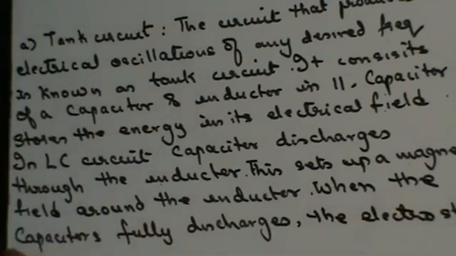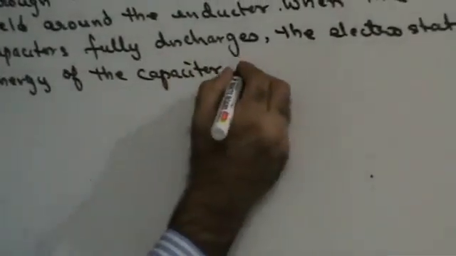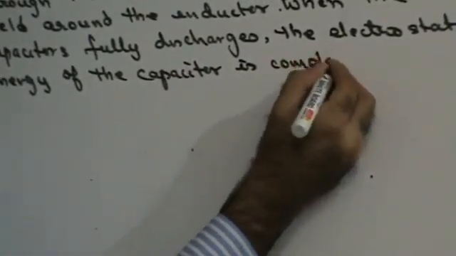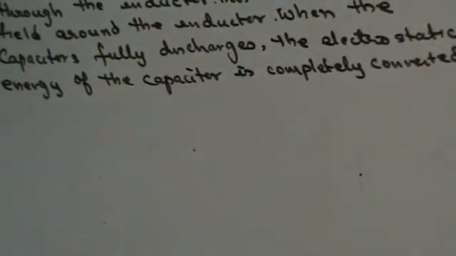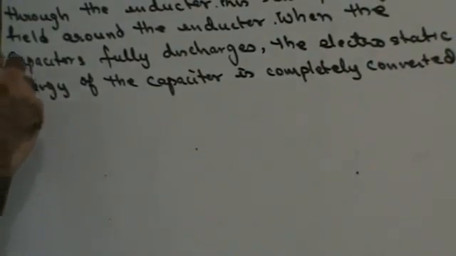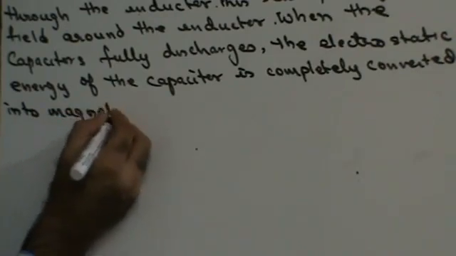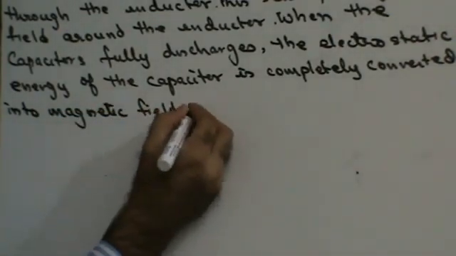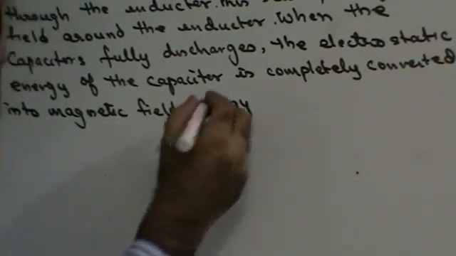So I can say that when the capacitor fully discharges, the electrostatic energy of the capacitor is completely converted into magnetic field energy around the inductor.